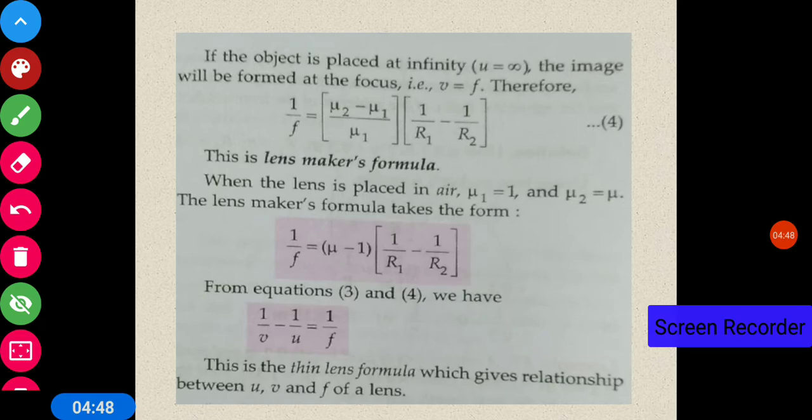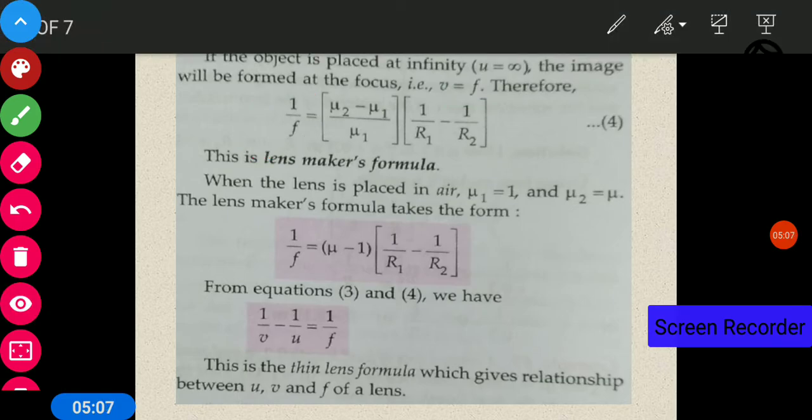Now if the object is placed at infinity, that is if u is infinity, the image will be formed at v is equal to f. So the left hand side will reduce to 1 upon f, the right hand side will remain the same, mu2 minus mu1 upon mu1, 1 upon r1 minus 1 upon r2, and this is known as the lens maker's formula. So the lens maker's formula is 1 upon f is equal to mu2 minus mu1 upon mu1 into 1 upon r1 minus 1 upon r2.